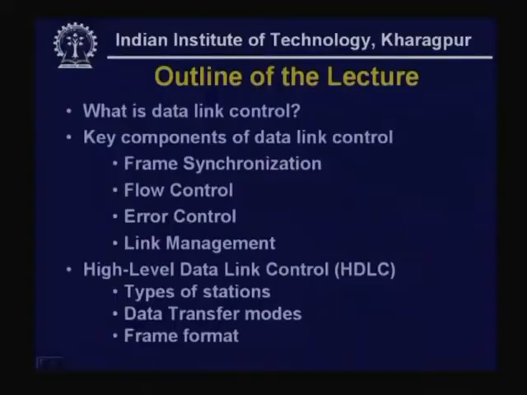Here is the outline of the lecture. First, we shall discuss what is data link control. Then we shall discuss the key components of data link control such as frame synchronization, flow control, error control and link management. We have already discussed flow control and error control in detail, so we shall not discuss these two important components in this lecture. However, we shall see how they are used here in some standard protocol.